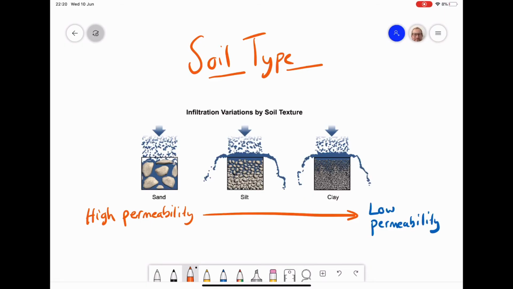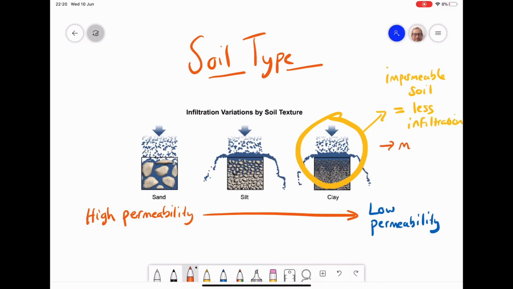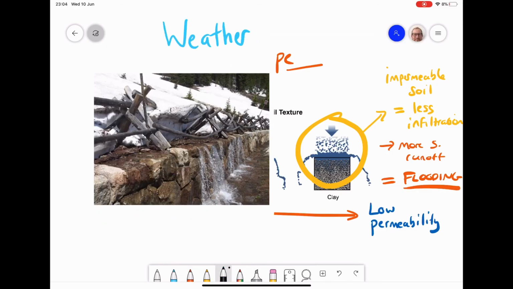Another physical factor to consider is the soil type and the permeability of that soil. So at one end we have sand, which is very permeable. That means the water can pass through it very easily. But at the other end we've got something like clay, which is pretty much impermeable. The spaces between the grains are very, very small, so water can't pass through it very well. That means we don't get very much infiltration. And because we don't get very much infiltration, it means we get lots of surface runoff. And as we've said before, that means the water gets to the river very quickly, and therefore we get flooding.